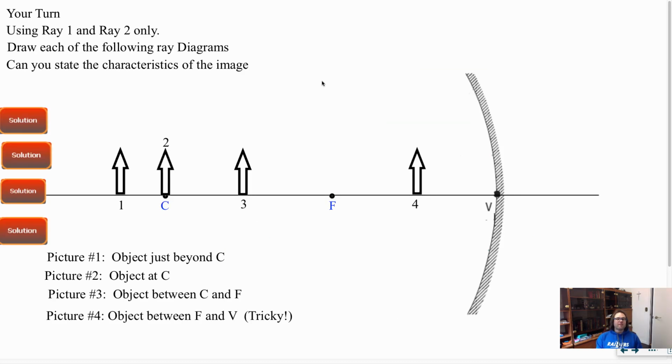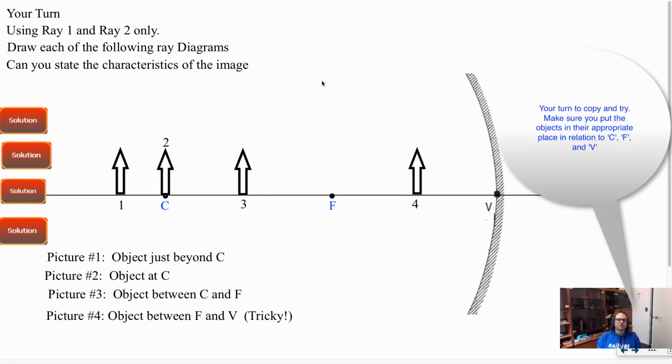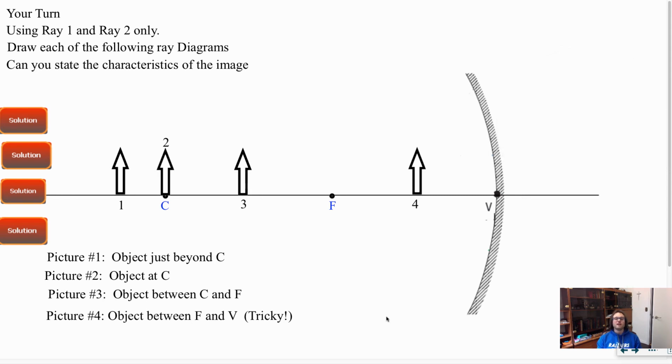So now you have 4 here to try. I want you to pause the video, copy these 4 objects down, 1, 2, 3, and 4, and try to see if you can describe their images. Will they be the same size, enlarged or diminished? Will they be inverted or erect? And will they be virtual or real? So I want you to pause the video now and try these on your own. Okay, let's see how you did.